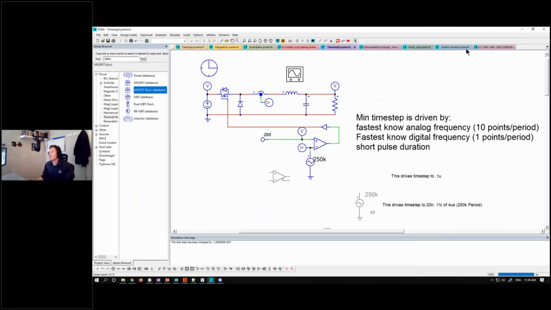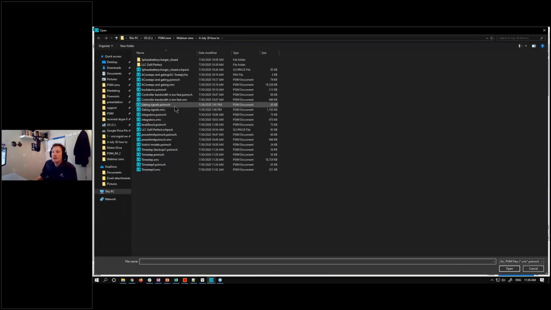Okay, so let's look at some of those gating methods. Do I have that sim open? Okay, let's look at some gating methods. I've got a demo. Gating signals, here we go.